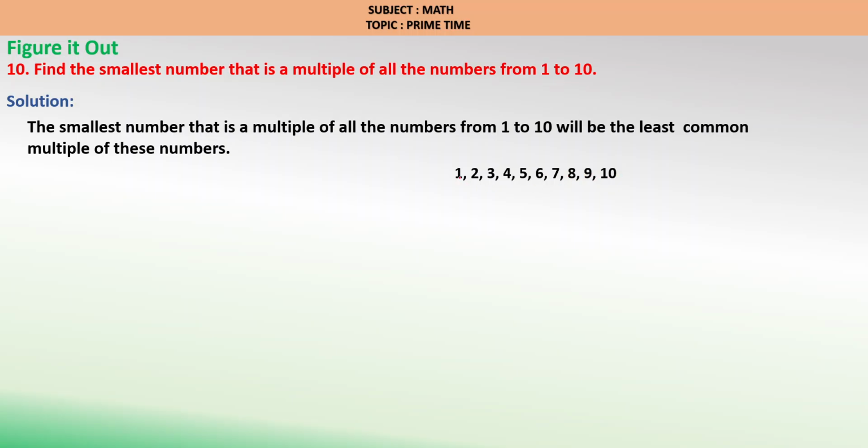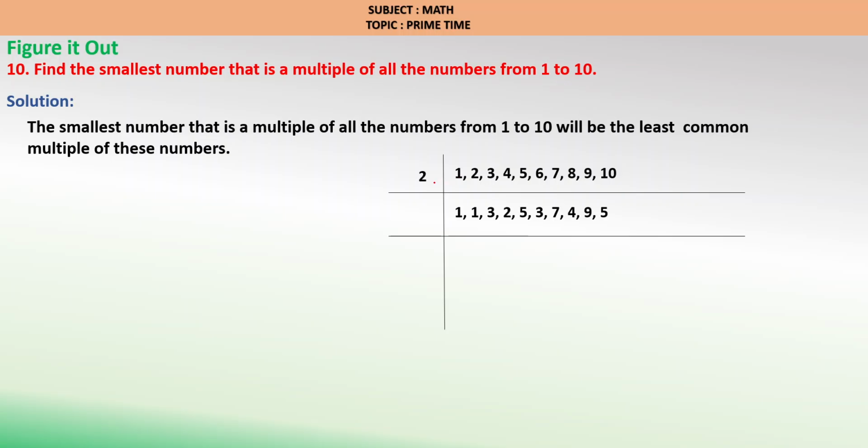We are taking the common factor 2 first. So 2 ones are 2, 2 twos are 4, 2 threes are 6, 2 fours are 8, and 2 fives are 10. Again, we can consider 2 here, giving 1 1 3 5 3 7 2 4 9 5. Again 3 we can consider here. This is the factor 3, so 1 1 1 1, and 3 threes are 9. Then we can consider 5 also as a factor here.